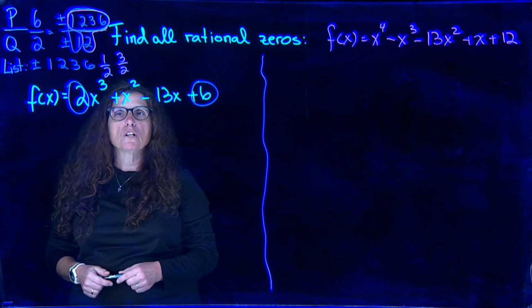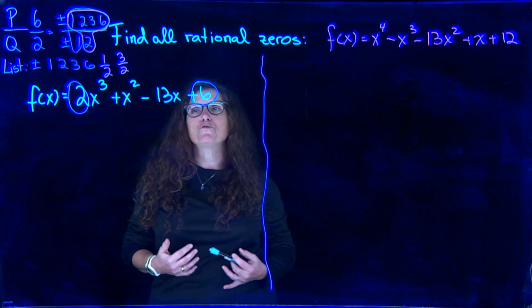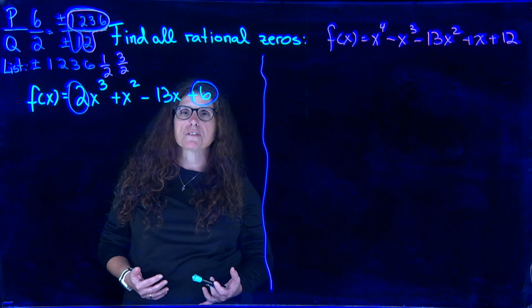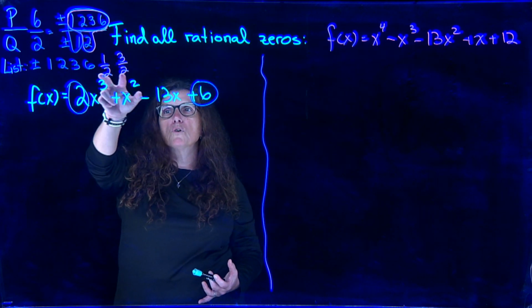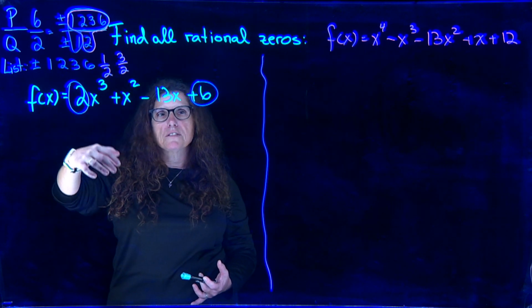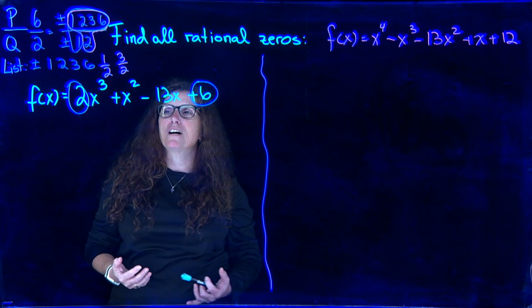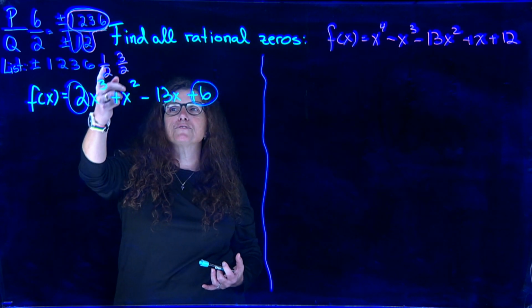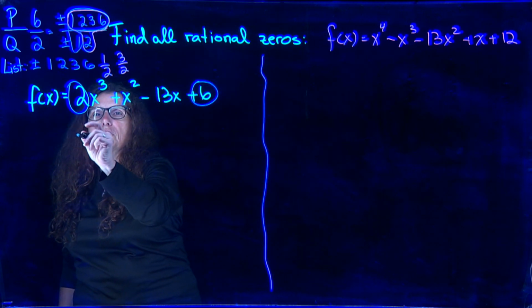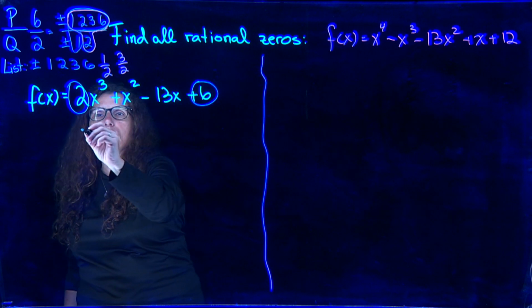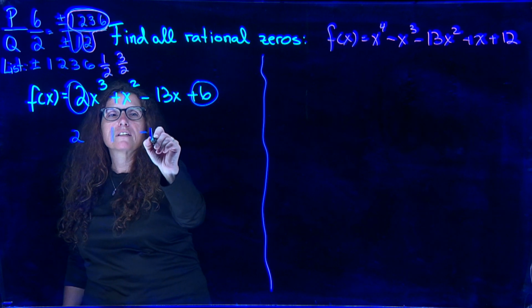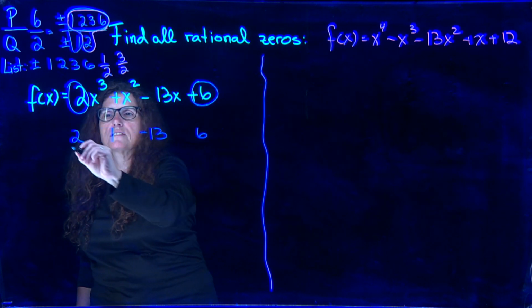The degree of this polynomial is 3, so we have to find 3 zeros. And the way we do that is we use synthetic division, and we pick one of those numbers from our list. And when the remainder is 0, great. We found a 0. If not, we have to go to another number. So let me write out my coefficients, which are, first of all, in descending order. There's no missing term, so I have a 2, a 1, negative 13, and a 6.